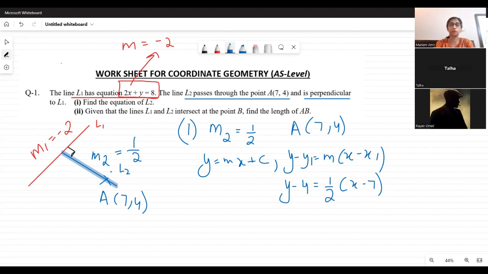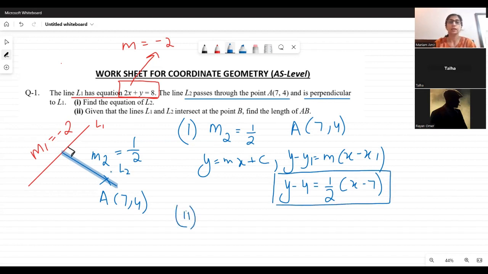Unless the question says to give your answer in the form y equals mx plus c, you don't have to. Okay, so this is the answer for part 1. There wasn't anything tricky about this part.